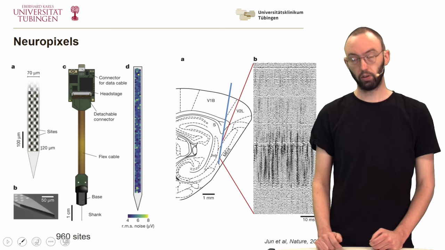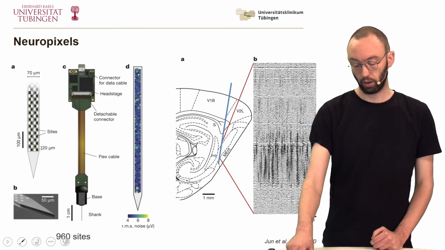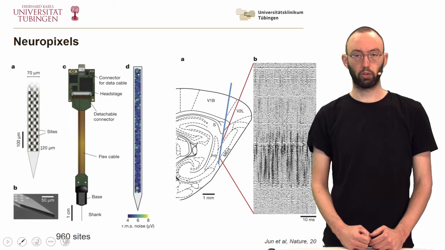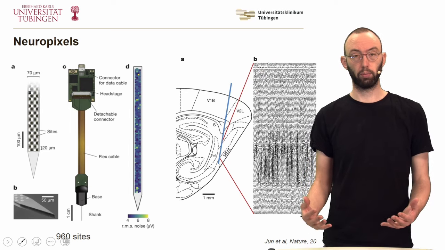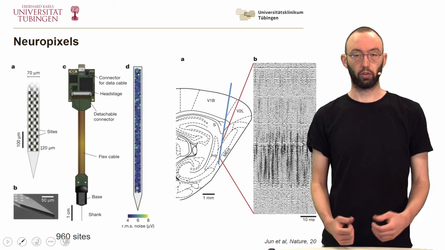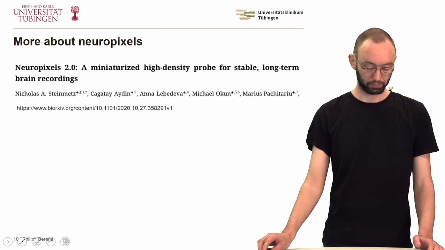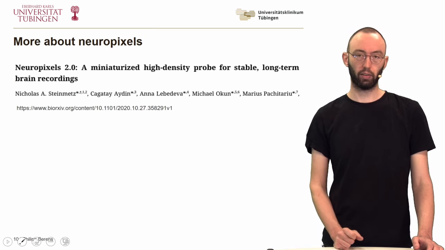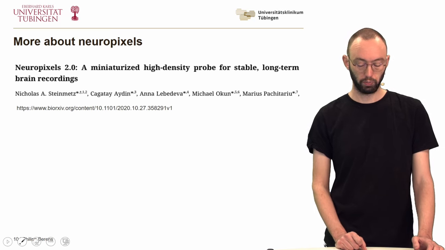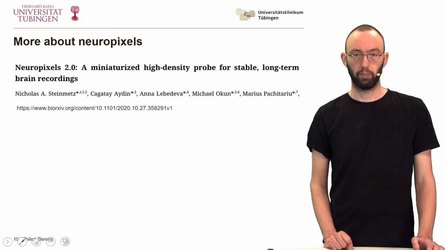And if you look at the activity that you can record with such a probe, it's really just 1,000 channels, which is quite amazing. And if you use several of these in parallel, which we can do, you get the activity of hundreds of neurons at the same time. If you are interested in that technique in more detail, there's now a second version called Neuropixels 2.0, and you can go to bioRxiv and read the paper.